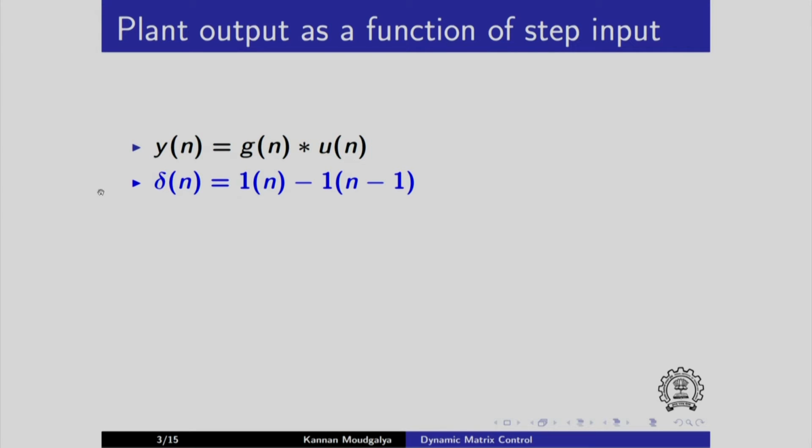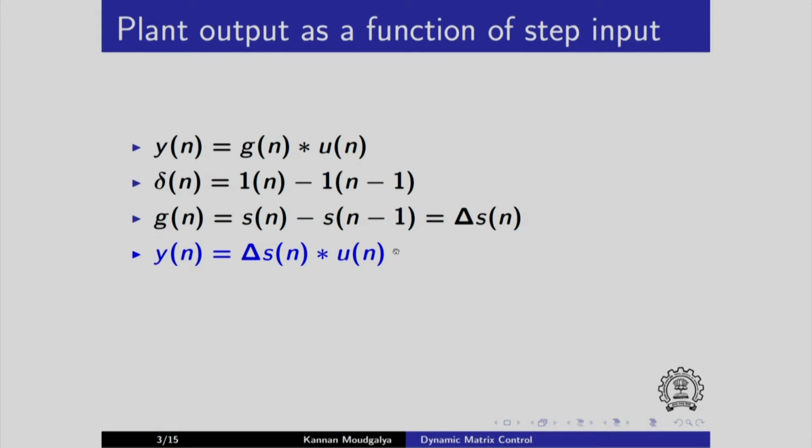Recall the expression for impulse as a function of unit step, and hence the impulse response as a function of step response, the difference in step response, which we can denote as delta of Sn. When I substitute the expression for G as delta Sn here, I get this expression, and we can show that I can shift this delta over here. It is easy to see this if you look at it in Z transform.